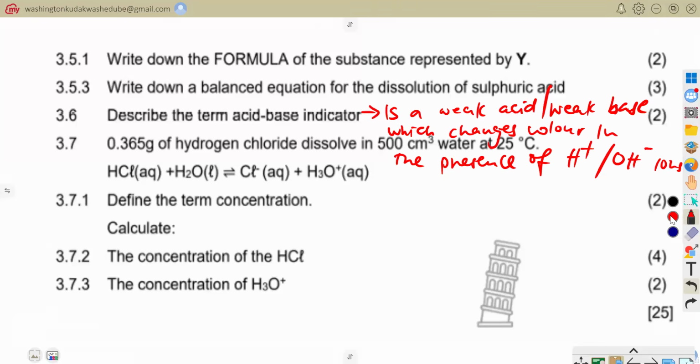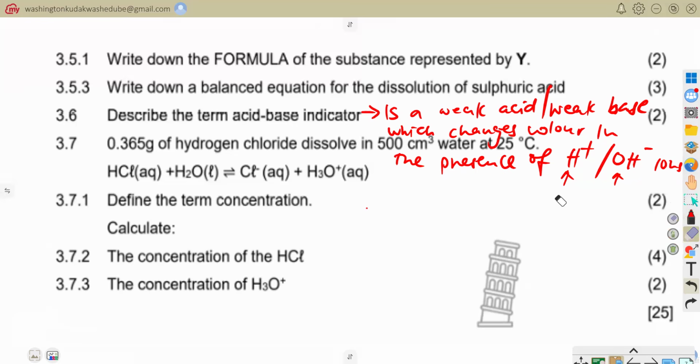For example, you have your bromothymol blue, and then you have your litmus papers. Those are examples of acid base indicators. Why do we use those? Because they are able to change color in the presence of H plus or OH minus. If it changes color in the presence of H plus ions, it indicates that the solution is acidic. If it changes color in the presence of OH minus, it shows that the solution is basic. So we need a weak acid or a weak base that is able to change color in the presence of these two. That is what we call an acid base indicator.